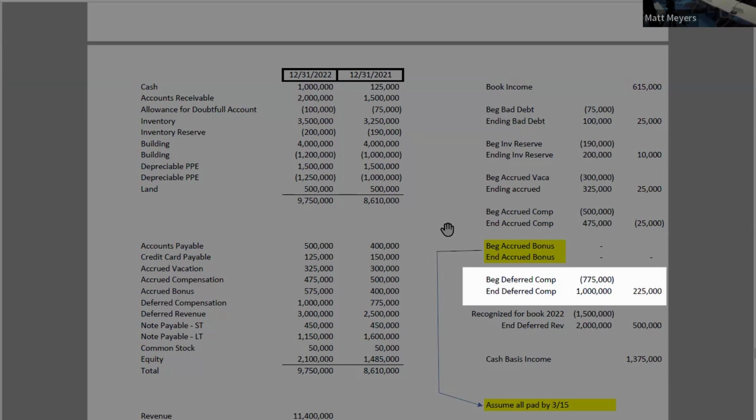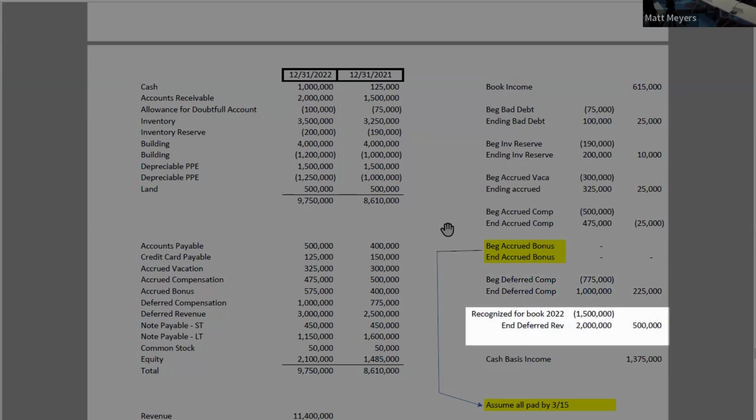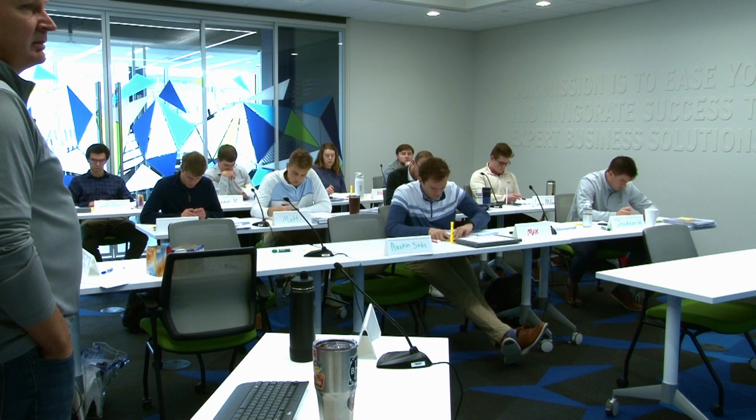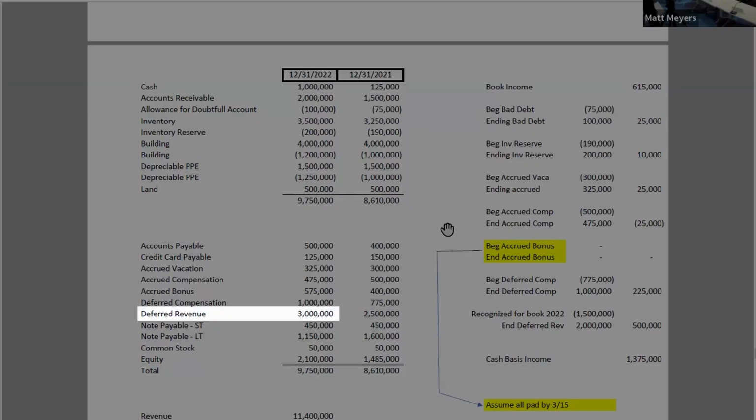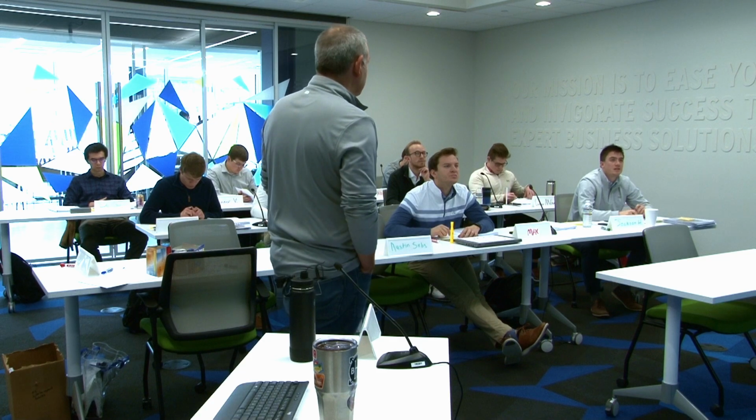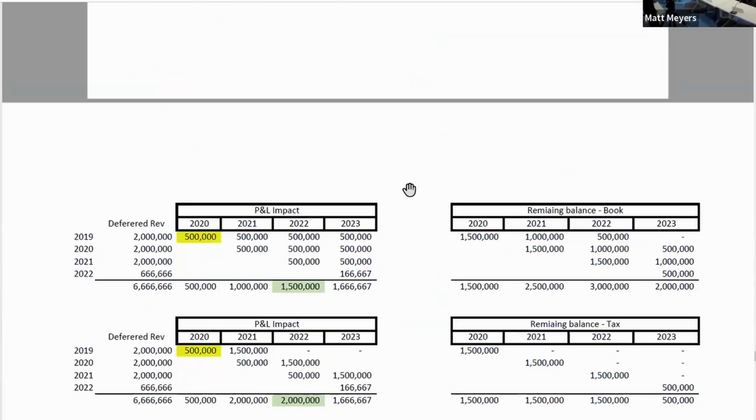Oh my. Recognized for book 2022, ending deferred revenue, 2 million for 500,000. Where the hell is that M1 coming from? What's my deferred revenue up there? 3 million? Well, I'm not fluxing that account. Happens to be 500,000, but that's a fluke. Oh my. What is this? Okay, so this is deferred revenue. I hate deferred revenue.